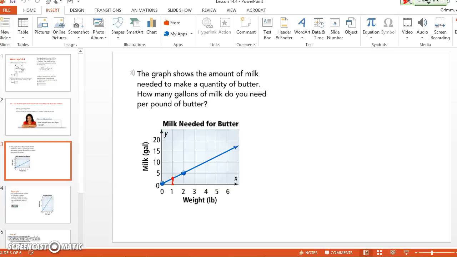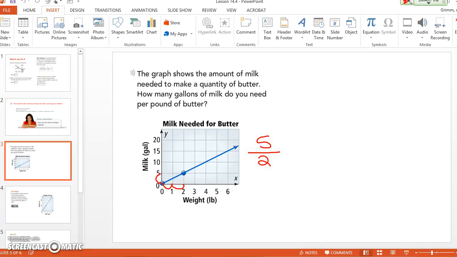So our rise here is how much? What is our rise? 5. Because the graph's going by 5. You have to pay attention to that. So it's technically rising by 5, and our run is 2. Here that's 5 over 2. These are counting by 1s.